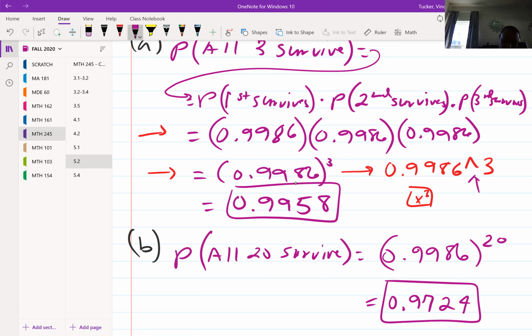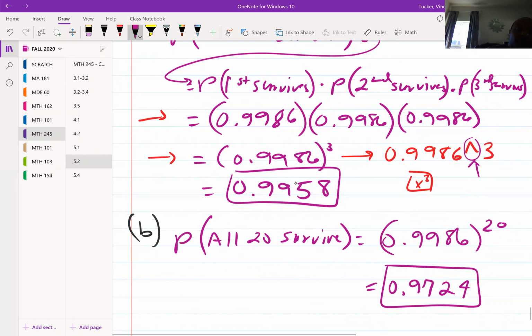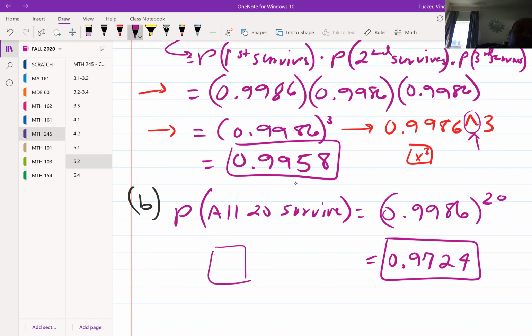Now I'm trying to figure out how to raise it to the 20th power on my calculator. Do you see that hat button or caret? They call it a caret. Sometimes they call it a hat. I do not have a caret on mine. Do you have a button like this where it has an X and then raised to a Y? That's it right there. So you will type in 0.9986, hit that button, and then type in 20.